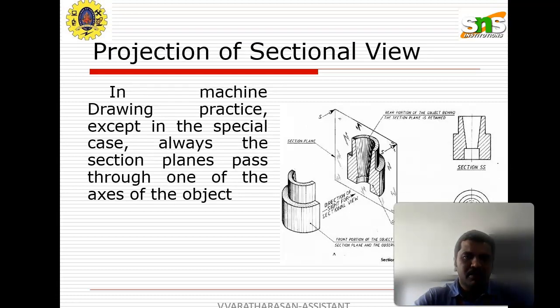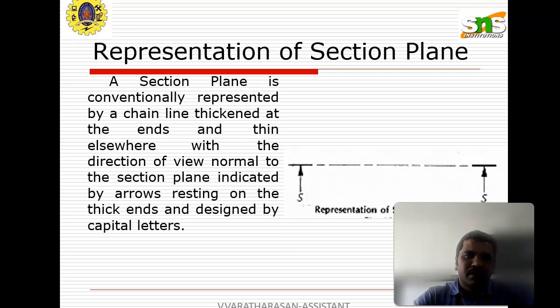The third slide shows how machine drawing practice is a special case, and the sectional plane always passes through one of the axes of the object. It shows how the cutting plane is represented when it cuts the product. In the next slide, we learn that the sectional plane is conventionally represented by a normal thin line, indicated by arrow marks resting on the thick ends of the cutting plane points.